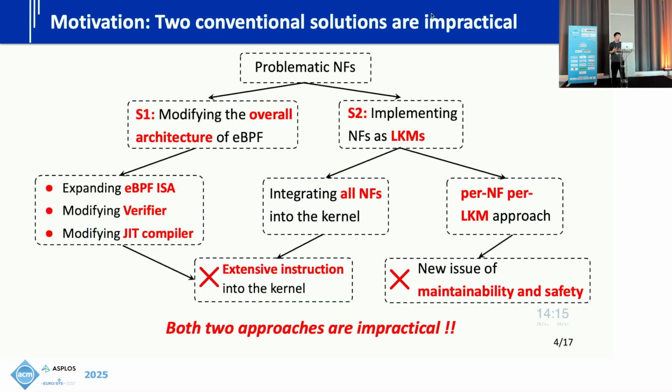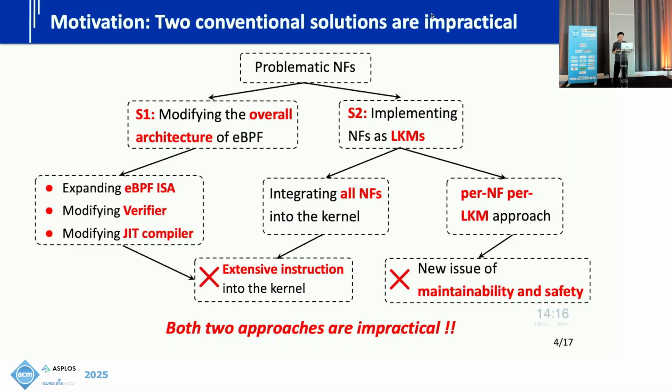To solve these two problems, currently there are two potential solutions. First, we can modify the overall architecture of eBPF, including expanding the eBPF ISA, modifying the JIT compiler, verifier, and so on. But this requires deep changes to the kernel, making it hard to deploy quickly and meet the urgent needs of the community.